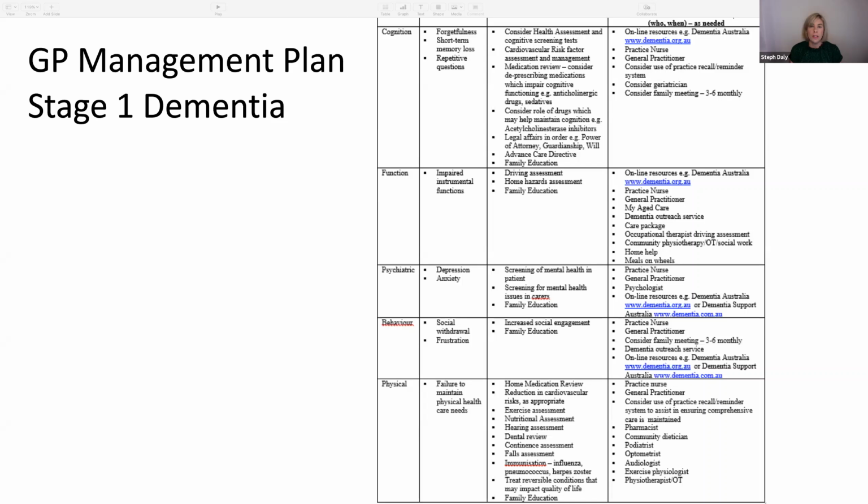It's important that you don't start these medications in people who have contraindications to them. And these include things like gut ulceration and people who have heart block, as well as severe asthma. Otherwise, there are very few contraindications, and so many people can use these medications.